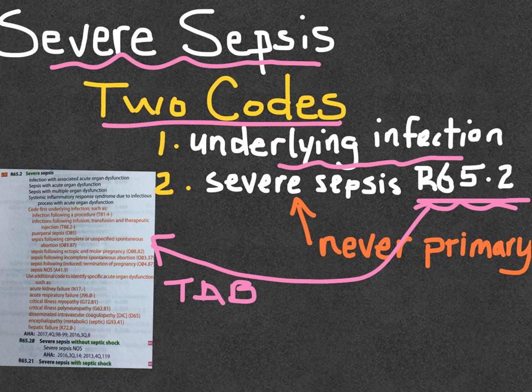And when you do check here, you see a note, actually quite a few notes here, but the first one specifically says code first underlying infection, and it gives you some examples of some underlying conditions. So this is telling us not only to code first something else, but in turn that also tells us that the R65.2 can never be used as a primary diagnosis. It cannot be listed first when you are sequencing for severe sepsis. So again, that underlying condition must be sequenced first.